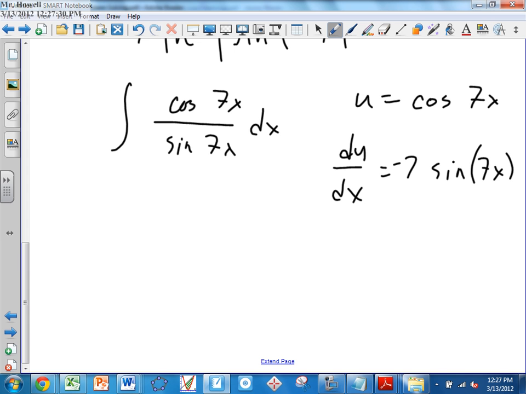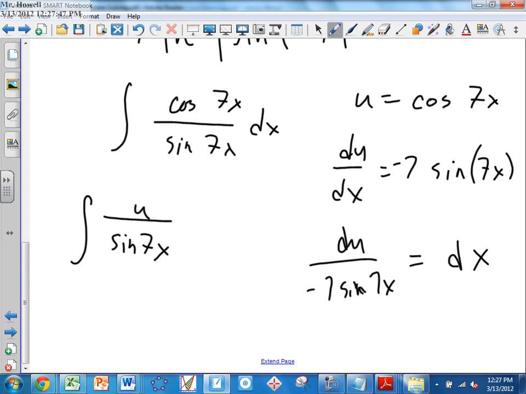I solve for dx. I'm going to get du over negative 7 sine 7x equals dx. I then plug in. Now I'm taking the integral of u over sine 7x times du over negative 7 sine 7x. Are you sure it worked, Christian? You said it worked. I don't see it working here, to be honest. What happens right now? They don't cancel, actually. When I solve for dx, I get du over 7 times the sine, but in this case, I have the same thing in both, so it does not work.